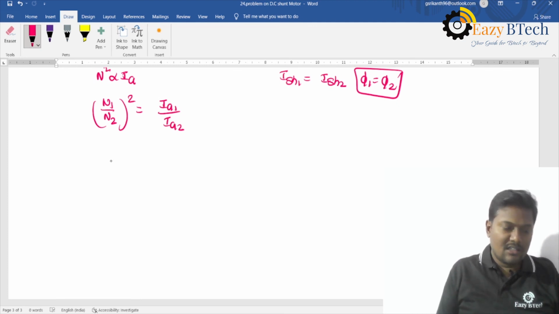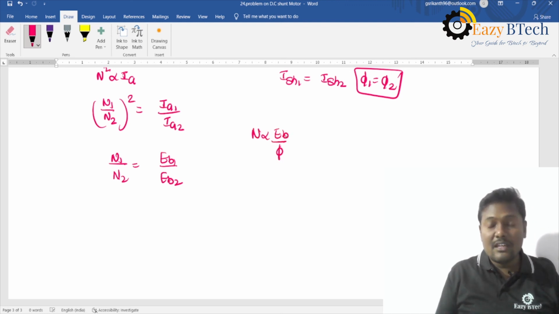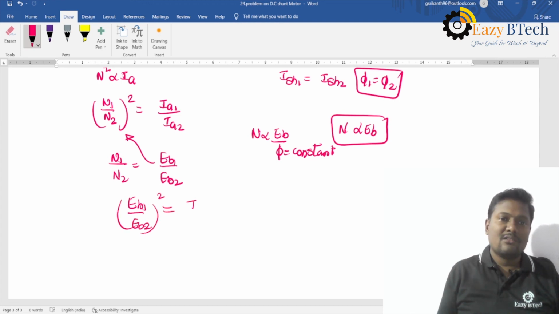We have one more relationship also. N1 by N2 is equal to EB1 divided by EB2. Where are we getting this equation? N is directly proportional to EB divided by phi. This phi is constant, right? Yes or no? Then N is directly proportional to EB. So from this I am getting N1 by N2 is equal to EB1 divided by EB2. So substitute here: EB1 by EB2 whole square is equal to IA1 divided by IA2.